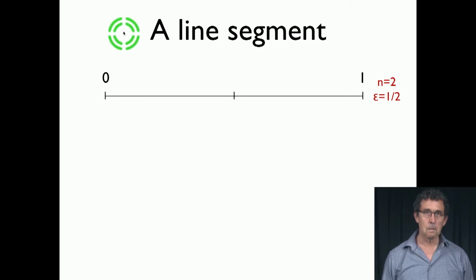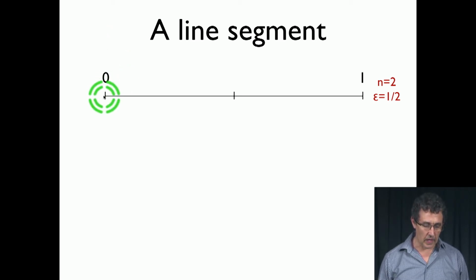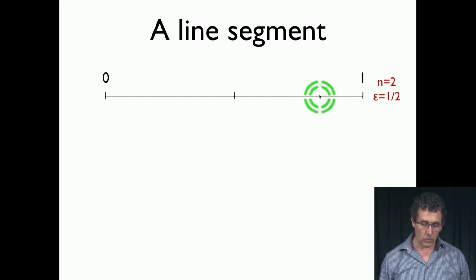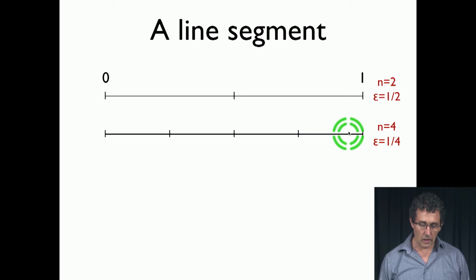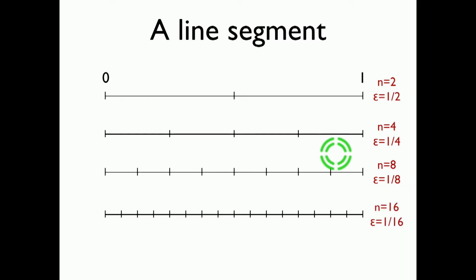Okay, and action. So for the first example, let's look at the line segment. Here we have a line segment going from 0 to 1, and we partition it into 2 cells, so n is equal to 2, and the diameter of each cell is 1/2. What if we partition it into 4 cells? Then clearly the diameter will be 1/4. If we go to 8 cells, it'll be 1/8, and to 16 cells, it would be 1/16. So the pattern is pretty clear: epsilon is equal to 1/n. That is what we get for a line segment.